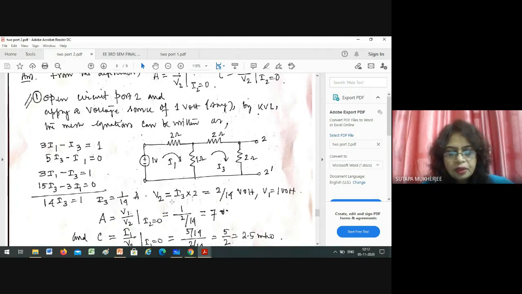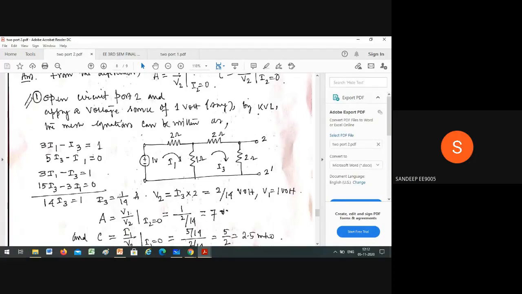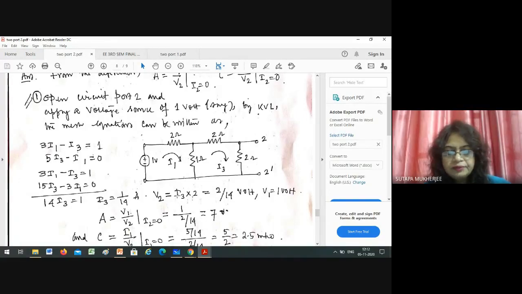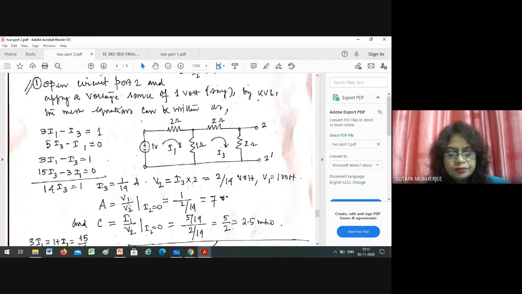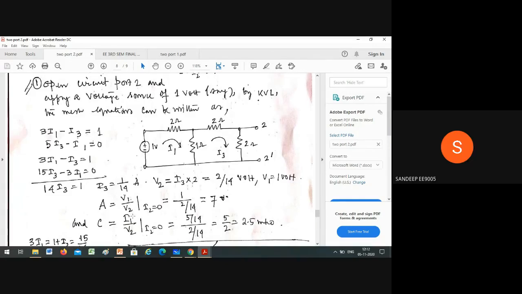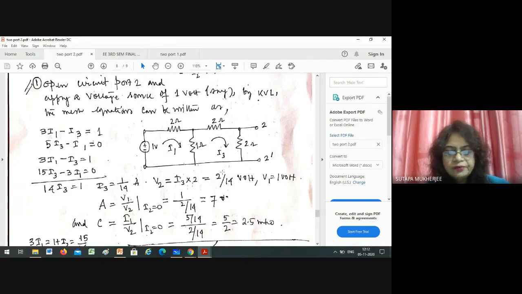And what is V2? V2 means the drop across the 2 ohm. The drop across this, because parallel. And what is 2 into i3? 2 into 1 by 14, that is 1 by 7. And what is capital A? V1 by V2. So V1 equals 1 volt, and V2 equals 2 by 14, that is 1 by 7. So ultimately you are getting 7.